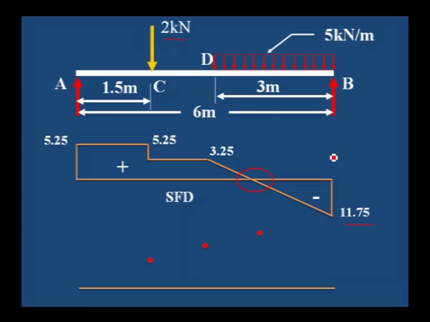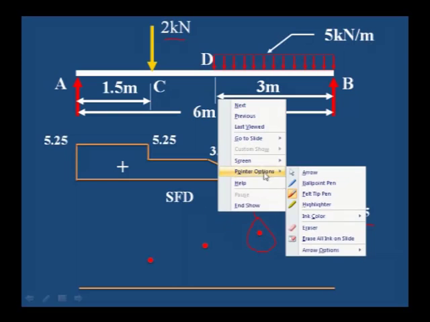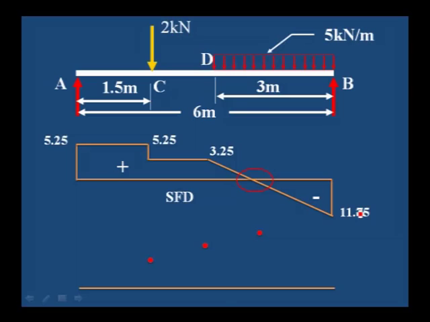For drawing the bending moment diagram, first mark the values at D and at C. At A it is 0 and at B it is 0, but this is the point where the maximum bending moment occurs, this particular point, that we have to calculate afterwards.